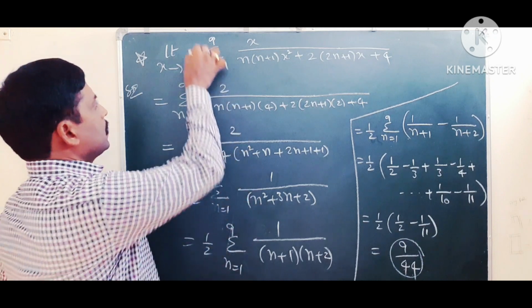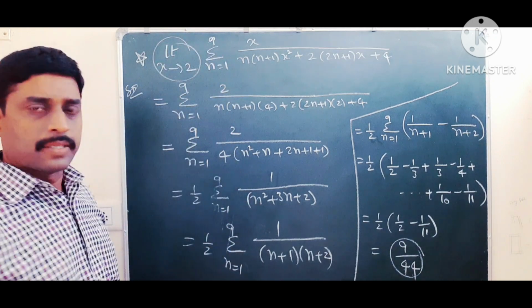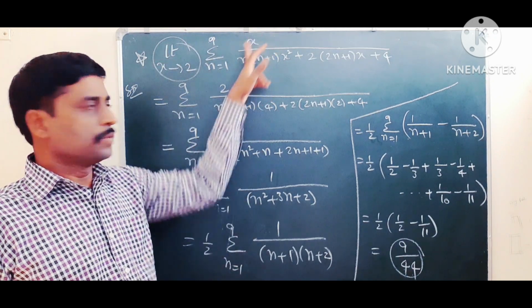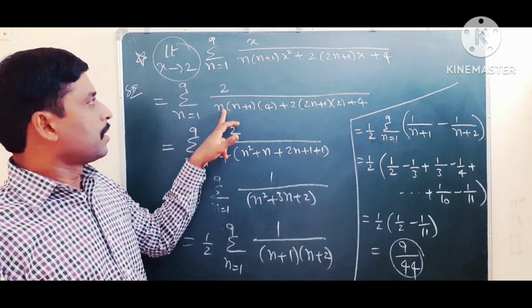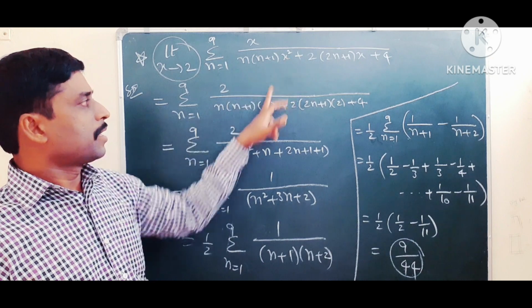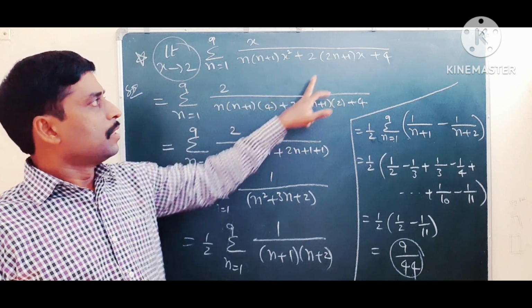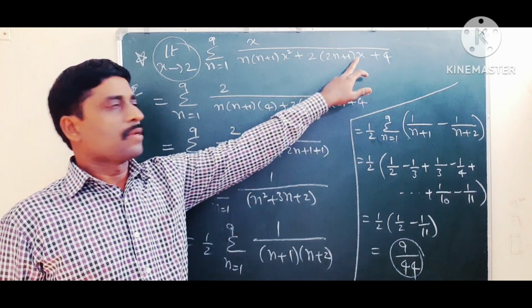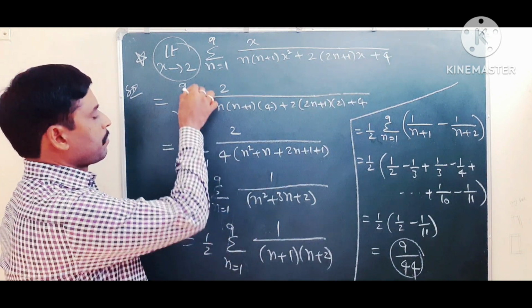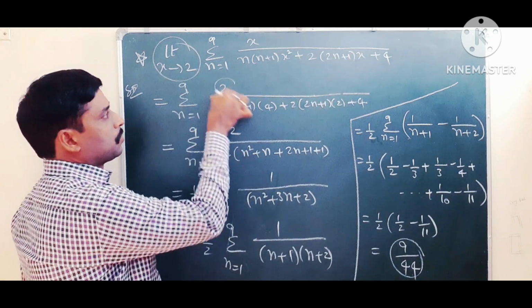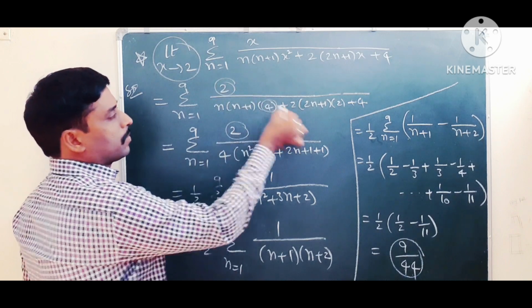So here limit x tends to 2. So x reaches 2. In the place of x write 2, what we get? Summation n equals 1 to 9, 2 by n(n+1) into, in the place of x write 2, 4, 2 square is 4, plus 2(2n+1) into, in the place of x written 2, so plus 4. So here summation n equals 1 to 9.